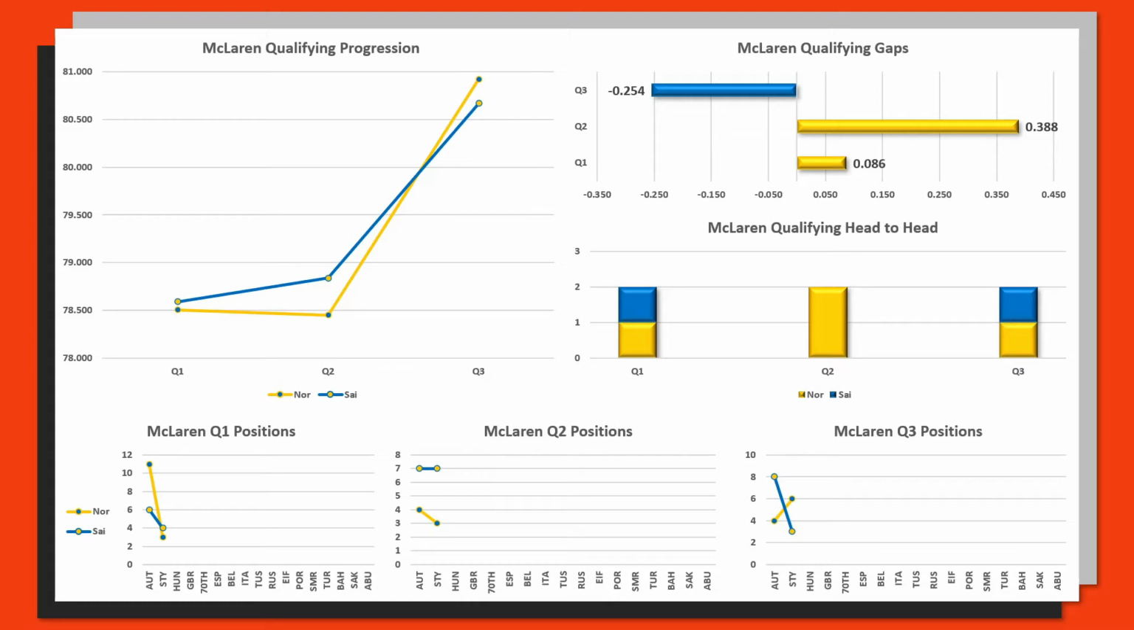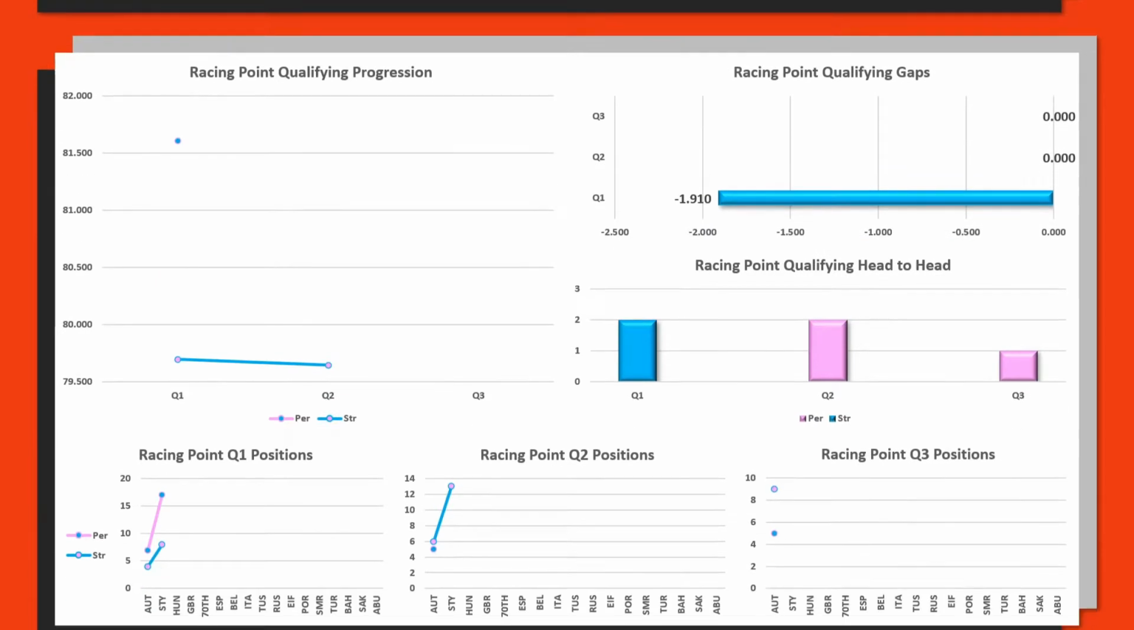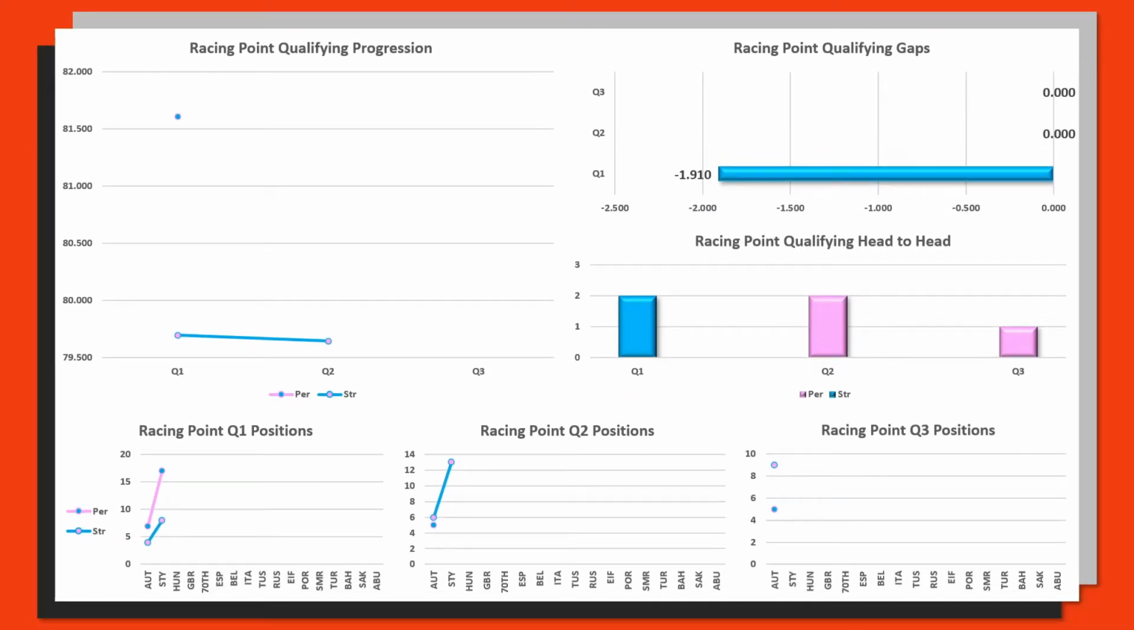It is 1 apiece in Q1 and Q3 for the two McLarens, with it being 2-0 in Q2 towards Lando Norris. Then we have Racing Point up next, and they had a doozy, an absolute doozy in qualifying, with Lance Stroll just making it through 1.9 seconds faster than Sergio Perez in Q1, who was knocked out. And then Stroll making it into Q2 didn't progress any further than that.